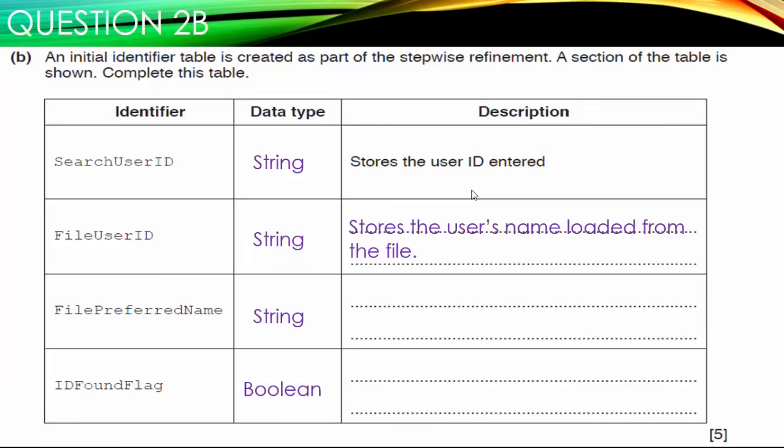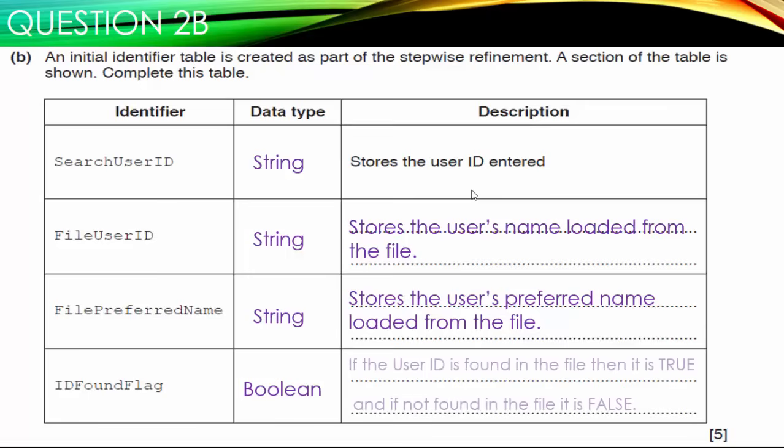File preferred name is a string, that is inside the file. So it stores a user's preferred name loaded again from the file. Then we have ID found flag. We can't just say it represents true or false. That's not being specific enough. So we have to say if the user ID is found in the file, then ID found flag is true.